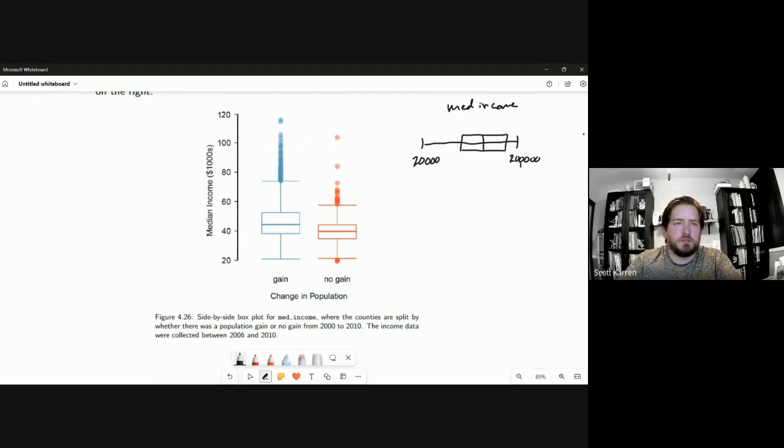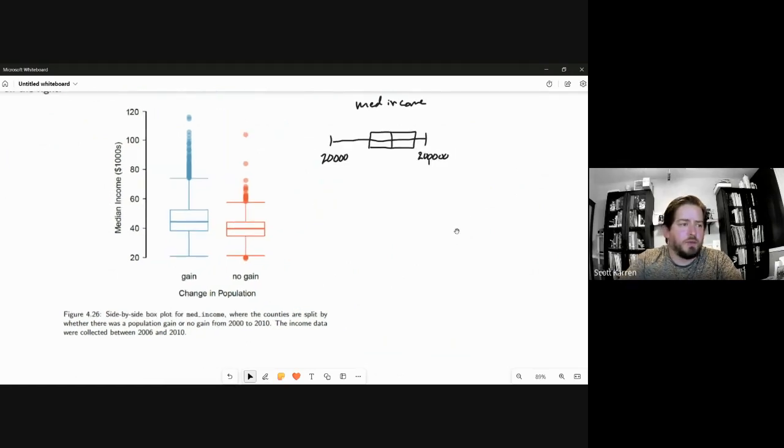His value is going to be way over here. And I'm going to put it as a dot and not extend the box plot, because he's an outlier in this data.